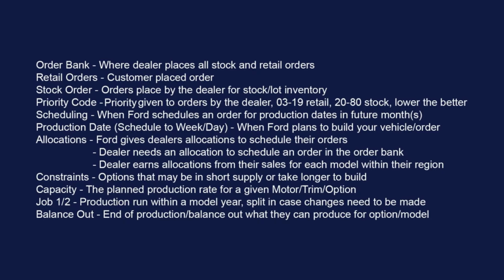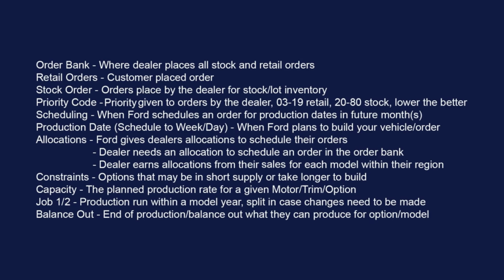Now, constraints, that's an option that may be in short supply or take longer to build. And that could be based on the next one, which is capacity. That is the planned production rate of a given motor, trim, or option. So when the amount of orders is over the capacity, that's where we get that constraint, where it might take longer to get scheduled or longer to build for that reason.